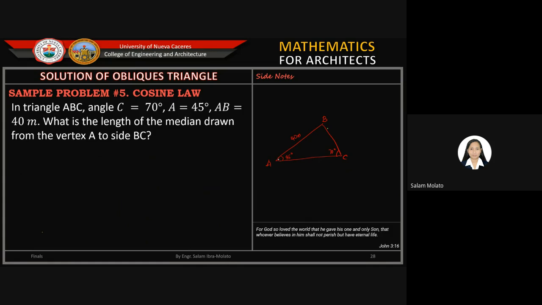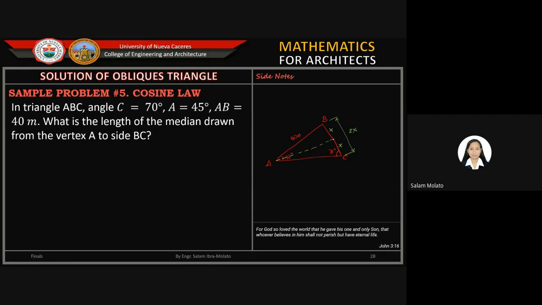It is drawn from the vertex A to the side BC. So papunta dyan sa side BC. And median is dividing this side into two equal length. That's the median. Okay? So therefore, this length, let's say x yung gagamitin natin since they are equal. So this length will be 2x.